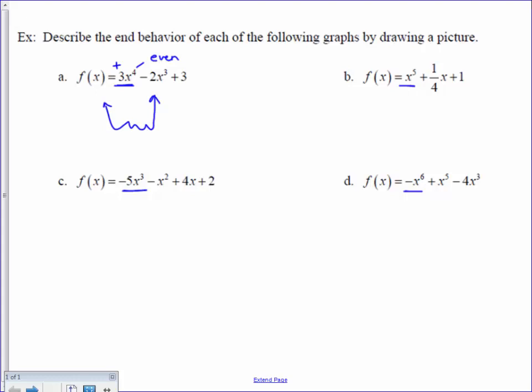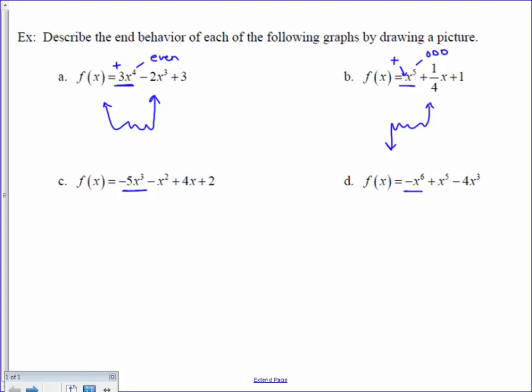The next one over, part B, we notice that the exponent is odd, and then we understand that there'd be a positive understood 1 in the front. Being odd means that the ends are going to go in opposite directions. Being positive means the right end goes up, the left end goes down.